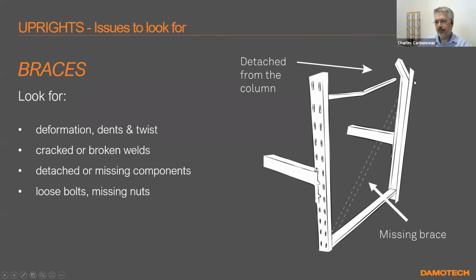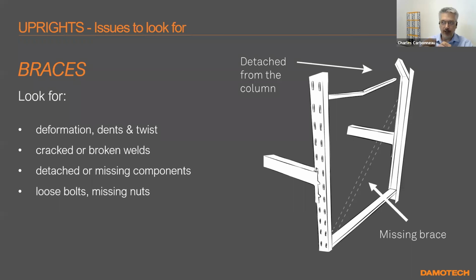A missing brace is one of the hardest things to inspect. When I walk a facility, sometimes nothing looks more like an upright than the next upright. They're all the same, and your brain starts to fall asleep looking at it. It's really hard to stay focused. And so when we train people on how to inspect, sometimes we tell them, just focus Monday on the anchors. Just look at anchors. Don't look at anything else.